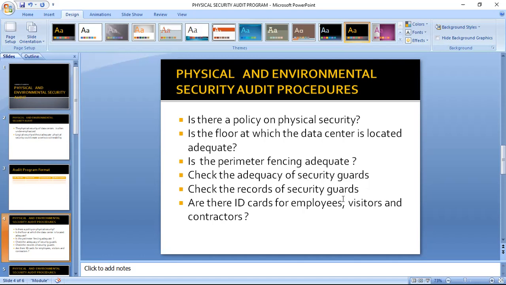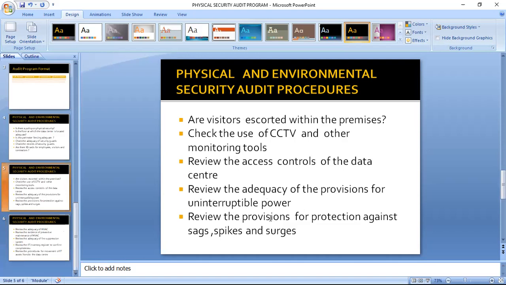Then you want to check, are there ID cards for employees, visitors, and contractors? That is very important. We've had cases of physical security breaches because people are not properly identified, especially in very big organizations. So you want to confirm that employees are wearing their ID cards, visitors are wearing their ID cards, and contractors or vendors are also wearing their ID cards. Are visitors escorted within the premises?